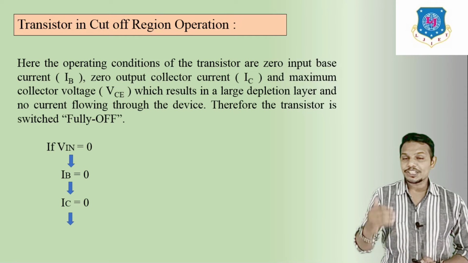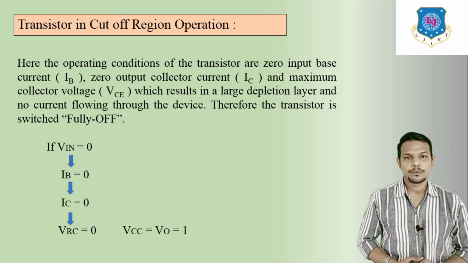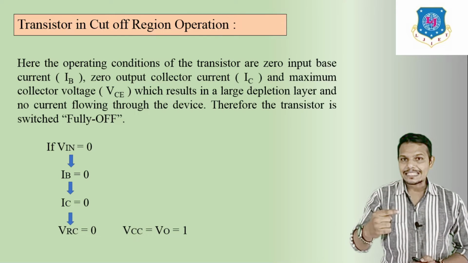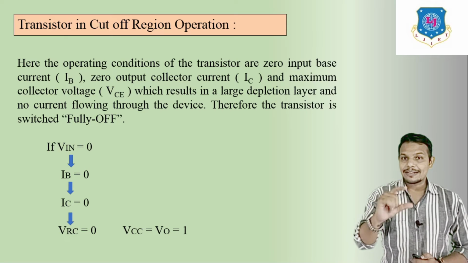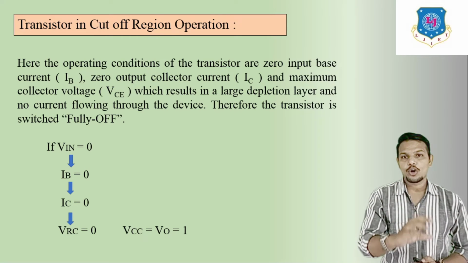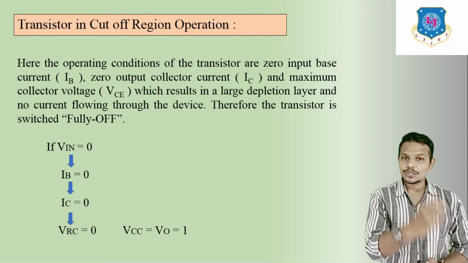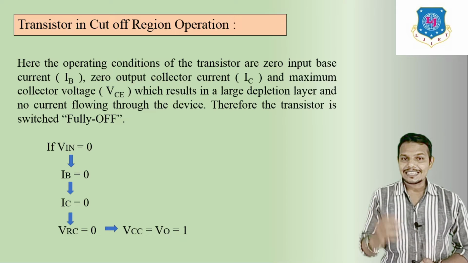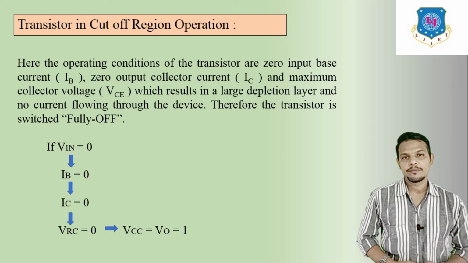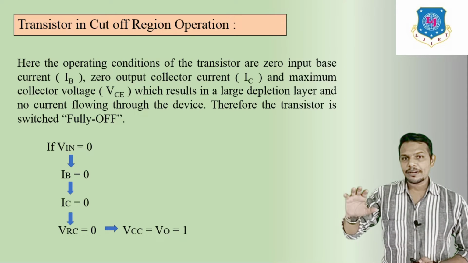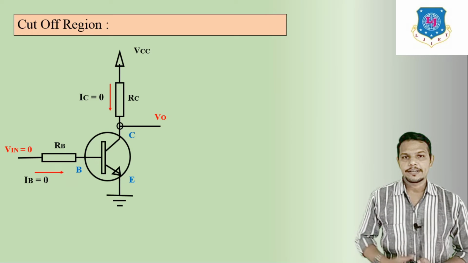Then the voltage drop across RC is equal to zero. If IC is equal to zero, that means across that resistor the voltage drop should be zero. If the voltage drop is equal to zero, that means your VCC is equal to the output voltage VO. To be precise, we can understand this from the circuit diagram.